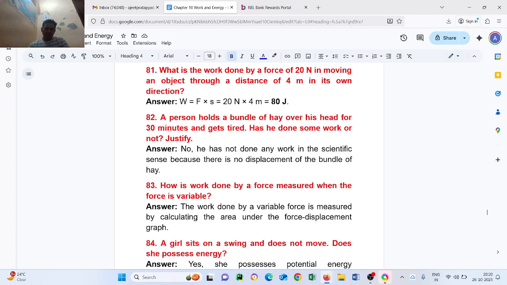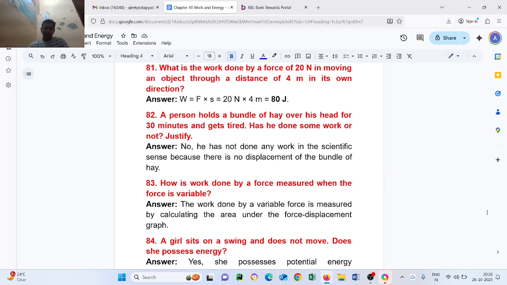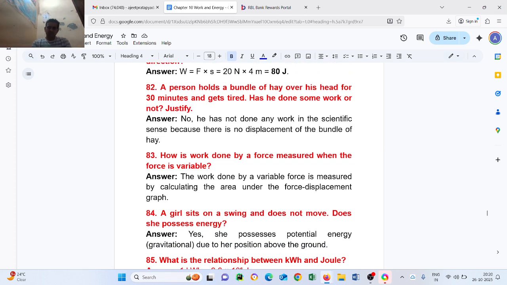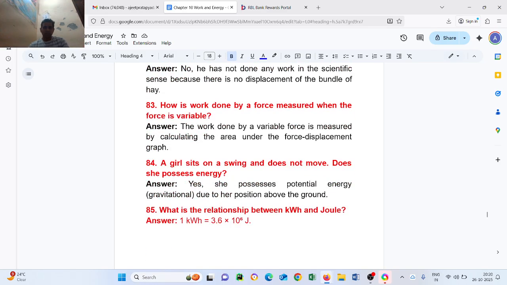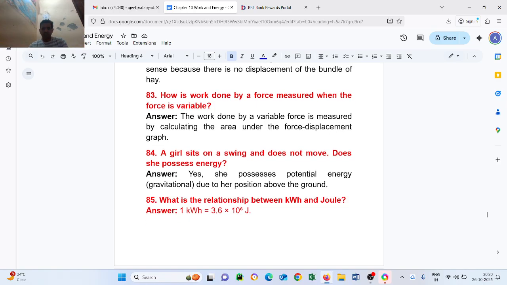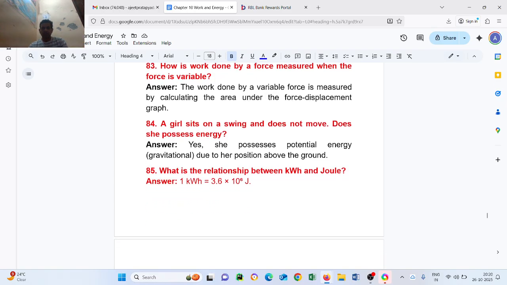Question number 83. How is work done by a force measured when the force is variable? The work done by the variable force is measured by calculating the area under the force displacement graph. Question number 84. A girl sits on the swing and does not move. Does she possess energy? Yes, she possesses potential energy, gravitational energy due to her position above the ground.